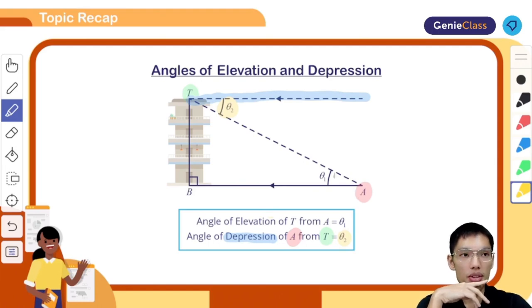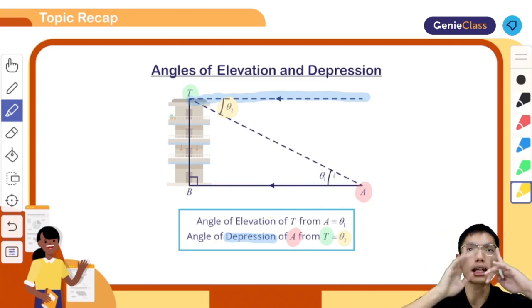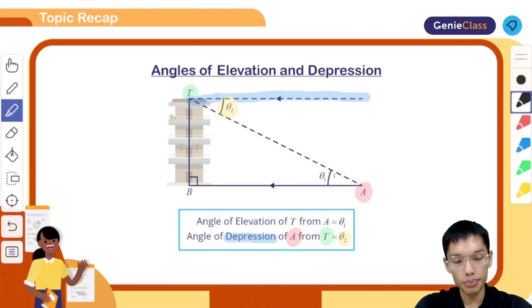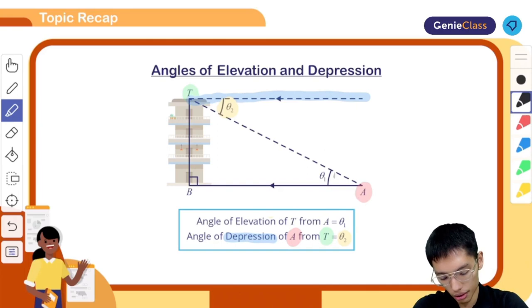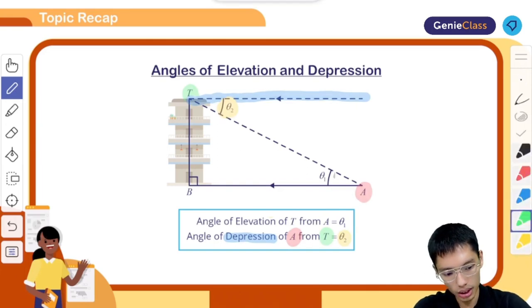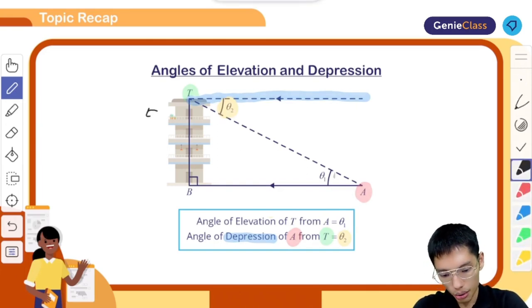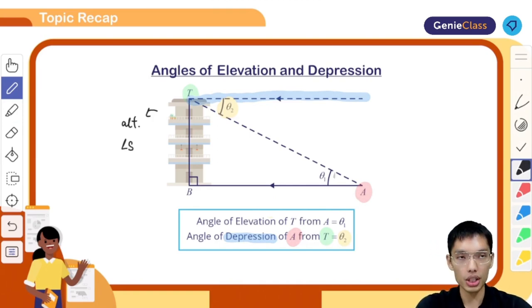So just be very, very careful on the notion of your alternate angles. This is usually the common convention to questions when it comes to elevation, looking up, and depression. Alternate angles may come into play, so do take a look out. Common convention, alternate angles. And another application that comes to elevation and depression is bearings. So let's go on to our bearings.